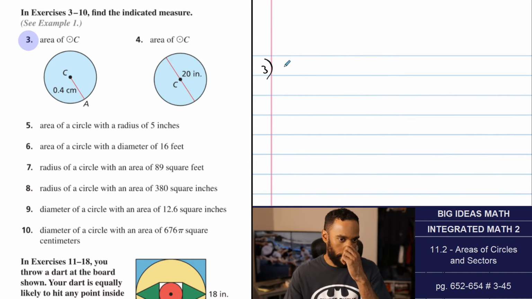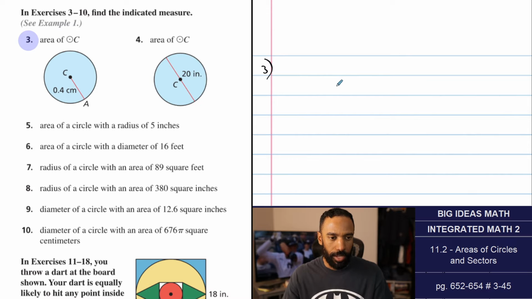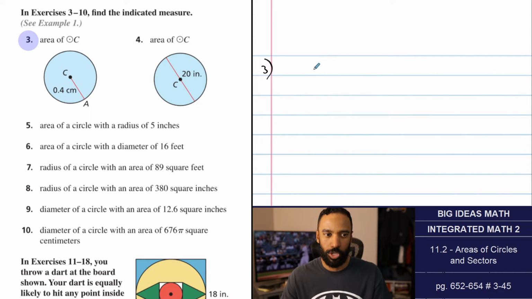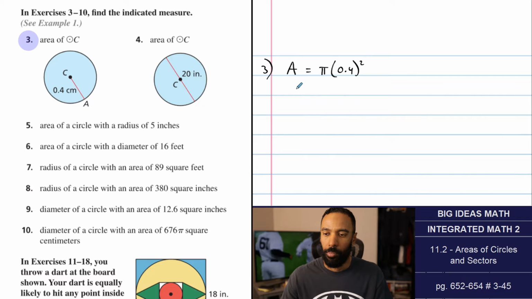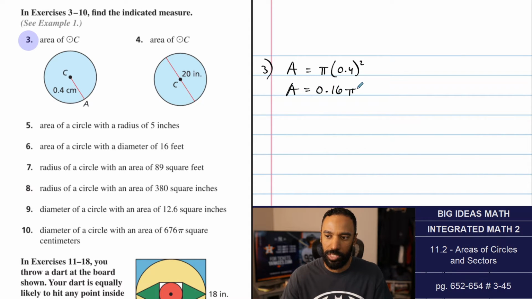All right, so number 3, we have a circle with a radius of 0.4 centimeters. We need to find its area. So the area of circle C is going to be pi times the radius squared. Now the radius is 0.4 centimeters, and we're going to square that. 0.4 squared is 0.16. So 0.16 pi is an exact area in square centimeters. But let's go ahead and approximate that.